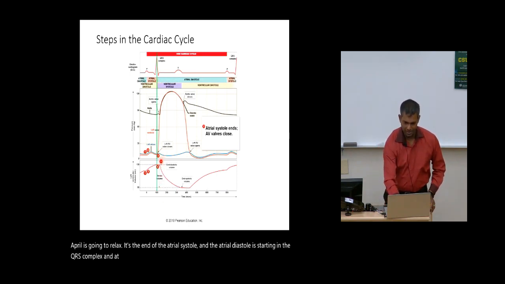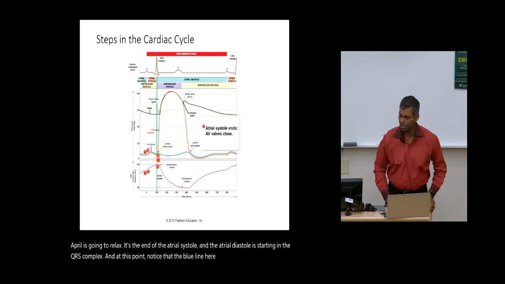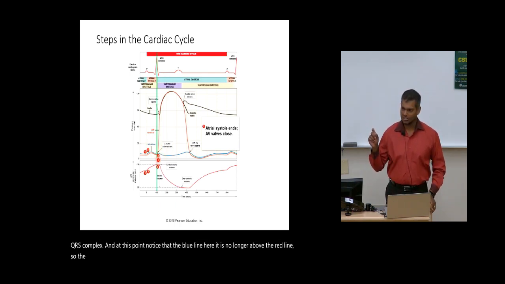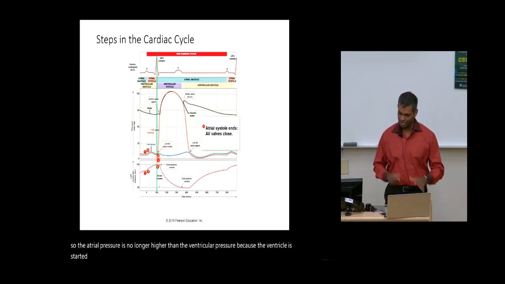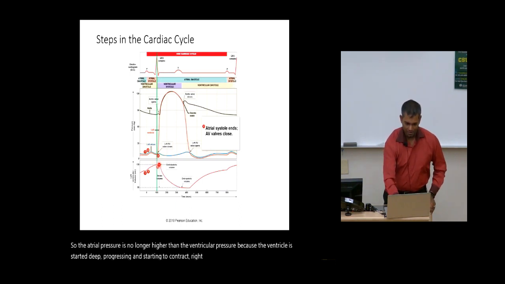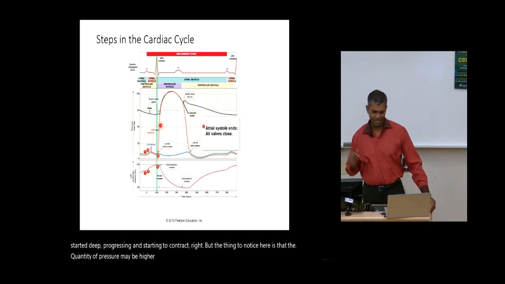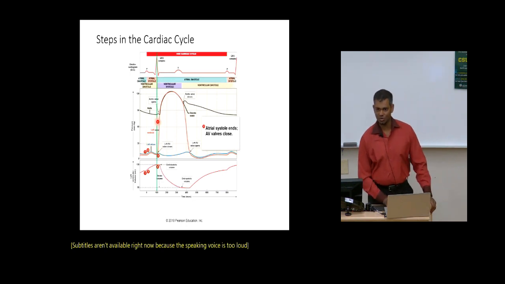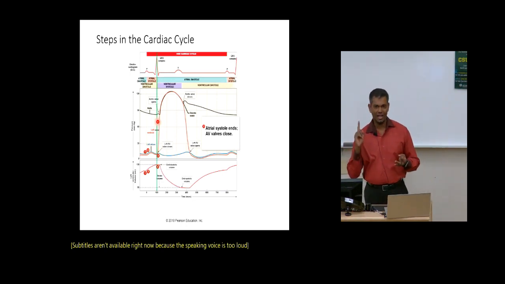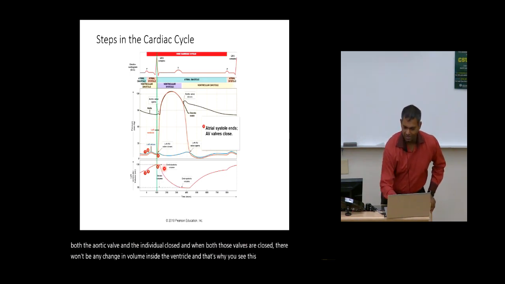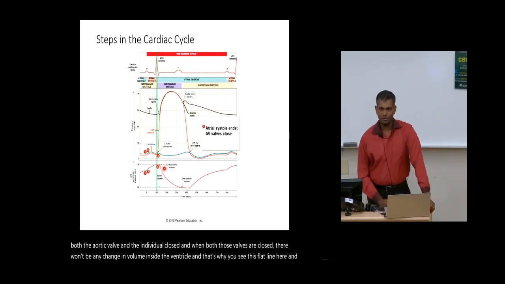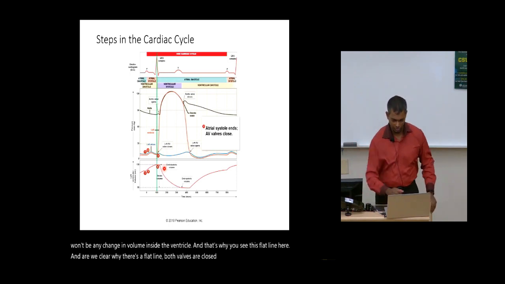And at this point, notice that the blue line here is no longer above the red line. So the atrial pressure is no longer higher than the ventricular pressure because the ventricle has started depolarizing and starting to contract, right? But the thing to notice here is that the ventricular pressure may be higher than the atrial pressure, but it's still below the aortic pressure, and so both the aortic valve and the AV valve are closed. And when both those valves are closed, there won't be any change in volume inside the ventricle, and that's why you see this flat line here. Are we clear why there's a flat line? Both valves are closed, no change in volume.